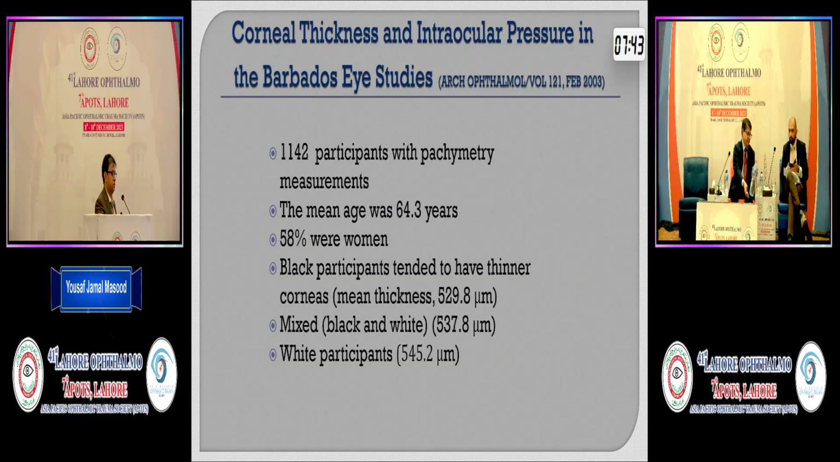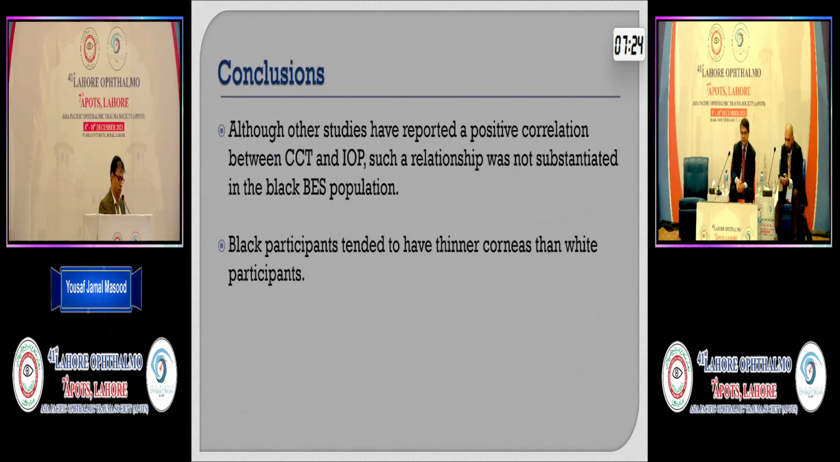So what were their results? They recruited more than 1,000 patients and did the pachymetry measurements. The mean age was 64 years, 58% were women, and they found that the black participants have thinner corneas as compared to white or mixed races. So their conclusion was that although other studies have reported a positive correlation between CCT and IOP, they did not find any such correlation in black patients. And they found another important finding, that black participants have thinner corneas as compared to the white participants.